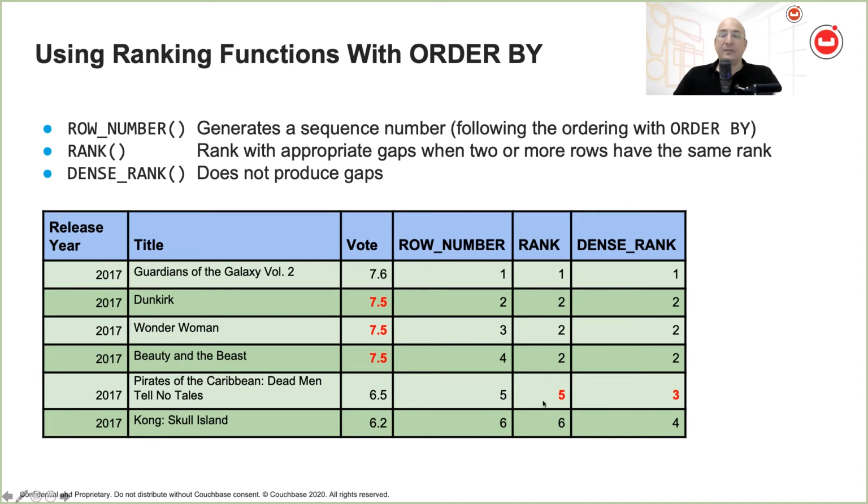Dense rank does the same, but when there are lines with the same vote, it continues from the last rank plus 1, like here in line number 5. The row number function doesn't care if the votes are the same or not. It will always run sequentially.